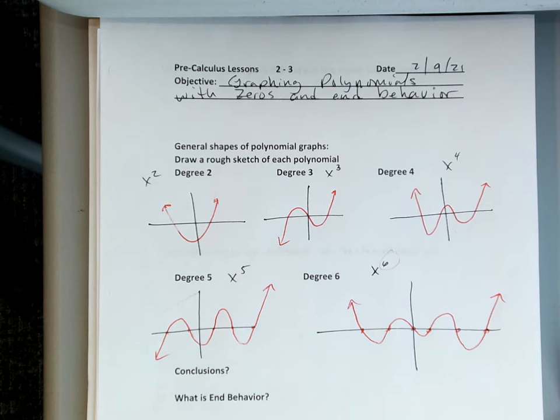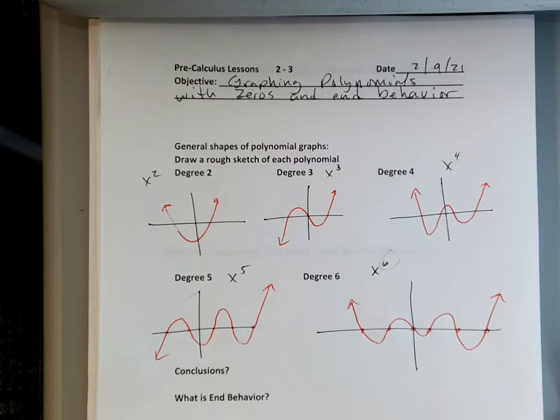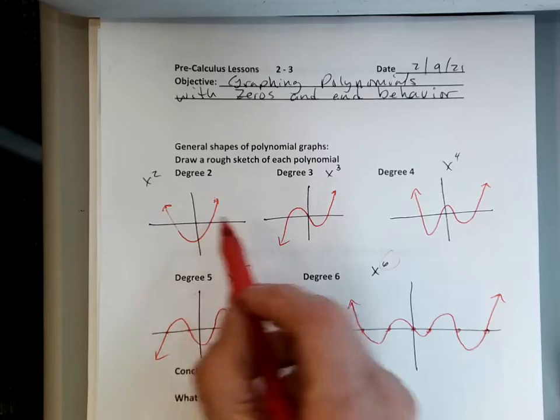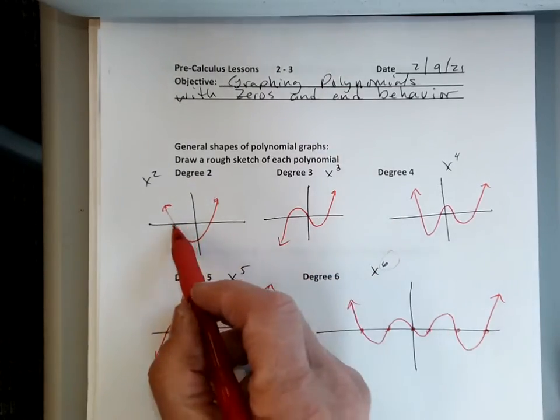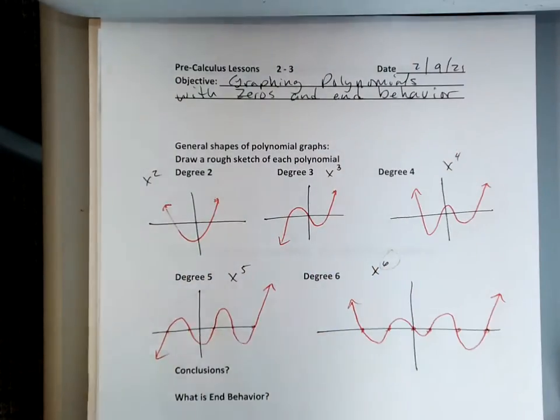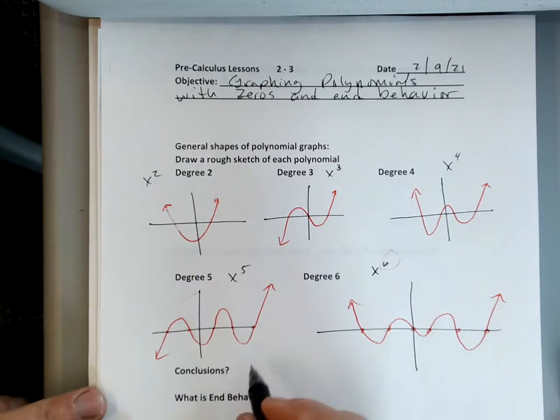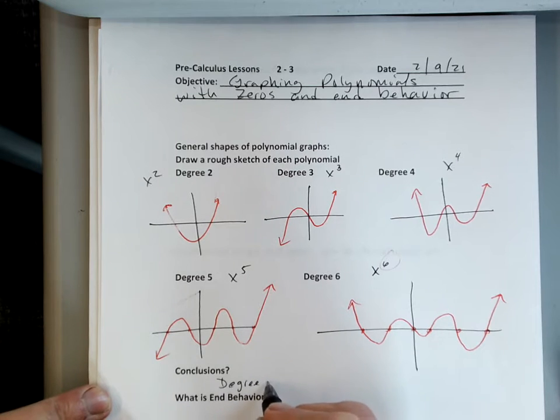So conclusions. Anybody, what do you guys see? What's some general things you see? The degree numbers, how many times it goes across the x-axis. Good. So the degree number is, generally, could have 2 zeros, 3 zeros, 4 zeros. Everybody agree with that? So it could have that many zeros. So the degree is also the number of zeros.